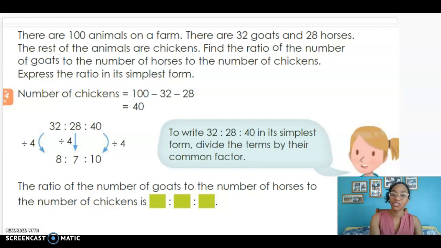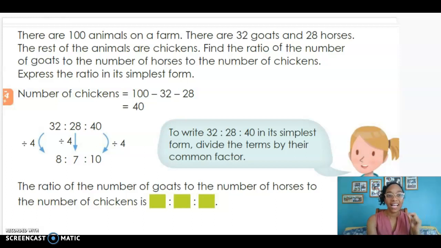100 minus 32 minus 28, or you could do 32 plus 28 and subtract that from 100, will give you 40. So that means there are 32 goats and 28 horses and 40 chickens. Notice we're keeping them in the same order. So we've understood the problem and found any missing information that we needed. We kept with our plan to keep the numbers in order.